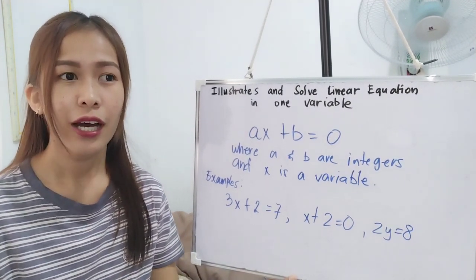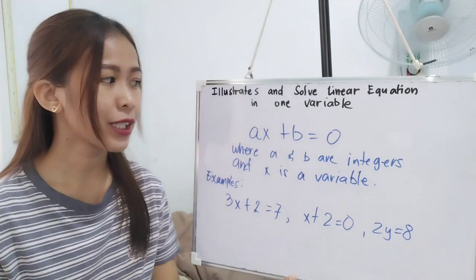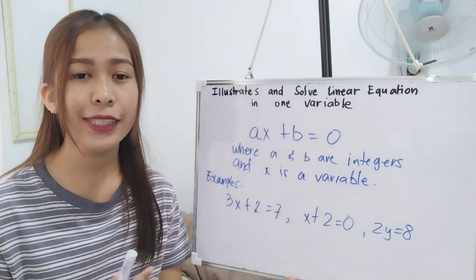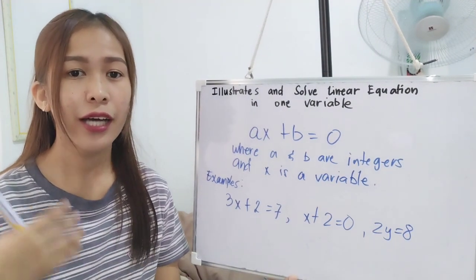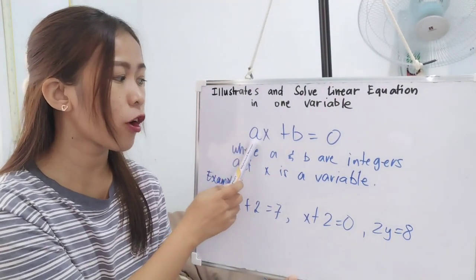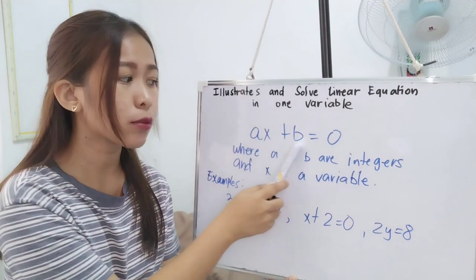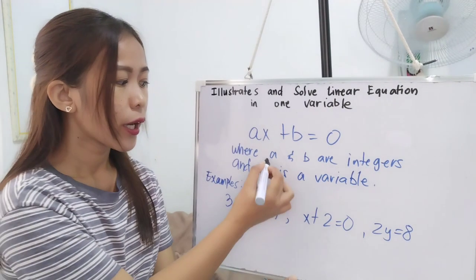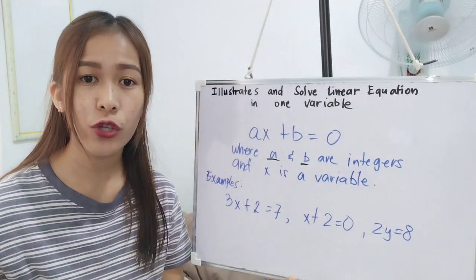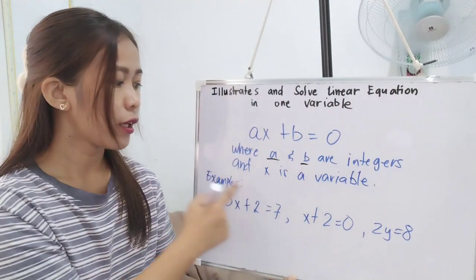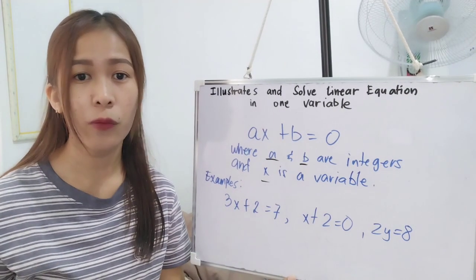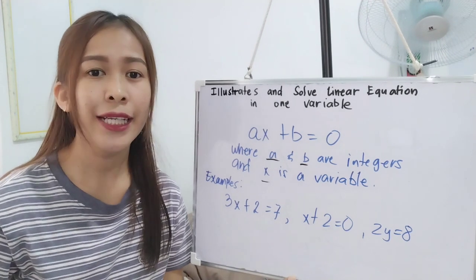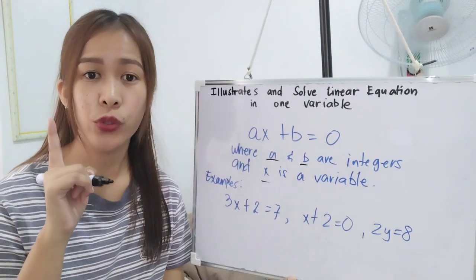Okay, so this is algebra. Ano nga ba kapag sinabi nating linear equation? When we say linear equation, it is an equation expressed in the form ax plus b is equal to 0, where a and b are integers or numbers and x is a variable. Palagi niyong tatandaan that the degree of each variable in a linear equation is always equal to 1.